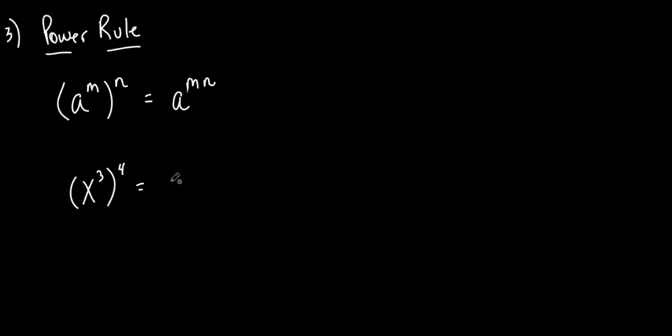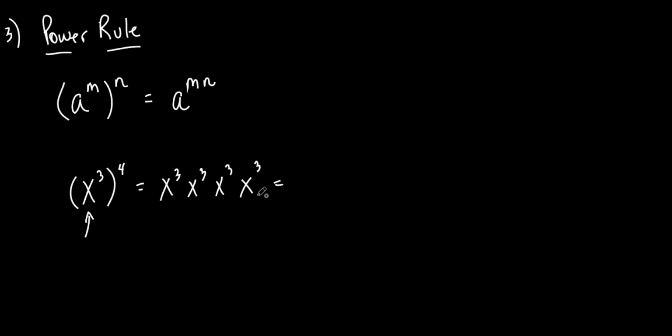But I want to show you why, because that means, what does this mean right here? It means we have x to the third multiplied by itself 4 times. So that means I have x to the third, another one, and another one. Everybody see that? It means you have this thing right here times itself 4 times. And there you go, 1, 2, 3, 4 of them.